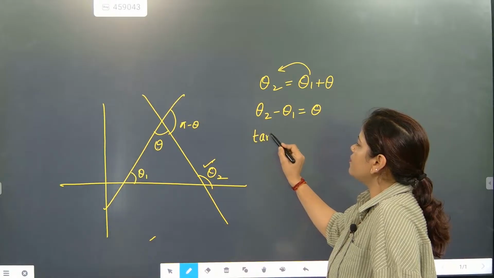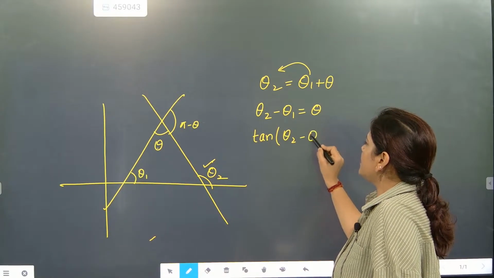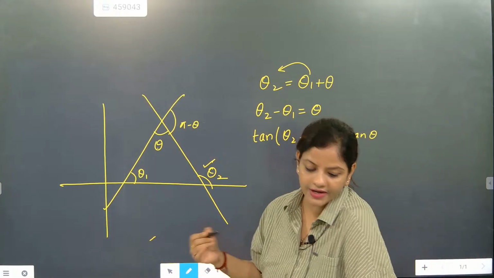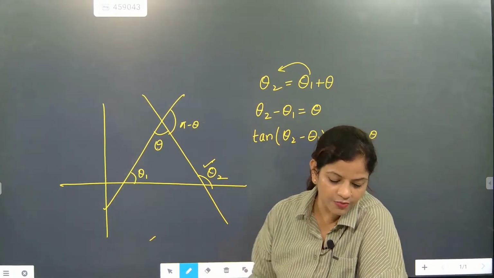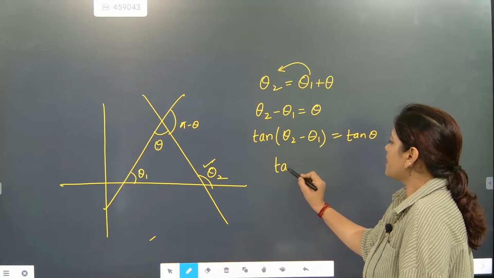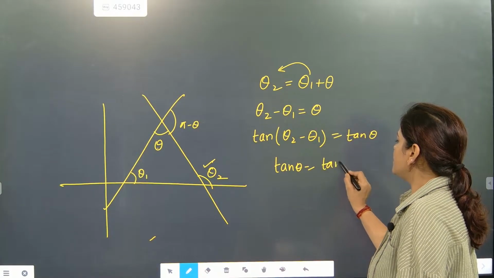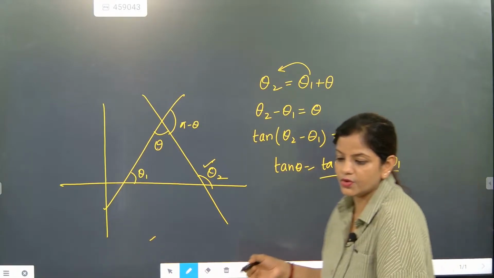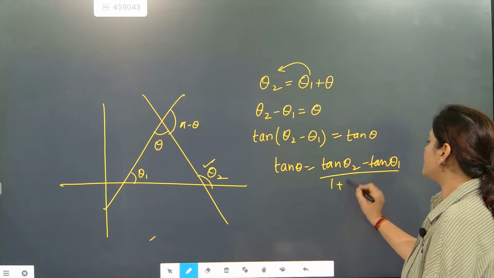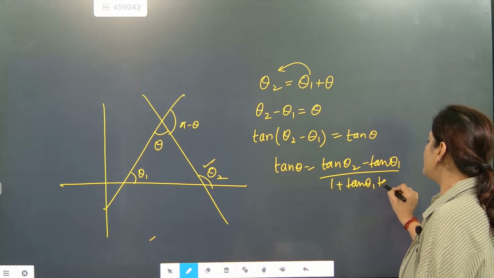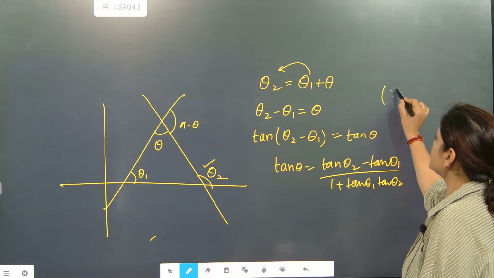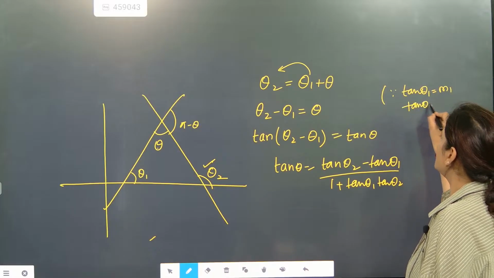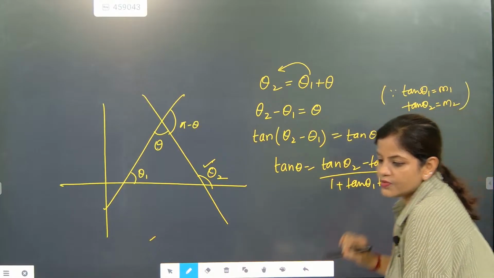Now apply tan on both sides. tan(theta 2 minus theta 1) is equal to tan theta. Till here we have done tan(theta 2 minus theta 1). So after writing this formula, we can say tan theta is equal to (tan theta 2 minus tan theta 1) divided by (1 plus tan theta 1 into tan theta 2). You can write tan theta 1 minus tan theta 2 also. And I discussed that we can take tan theta 1 as m1 slope and tan theta 2 as m2 slope. So these are the two slopes we have taken.